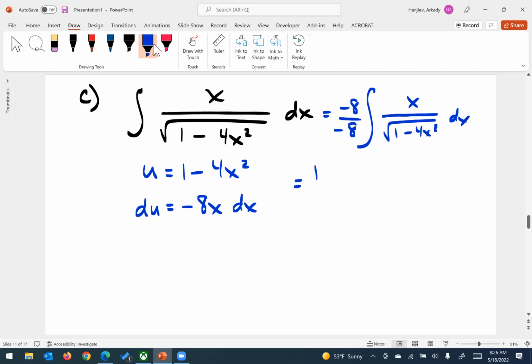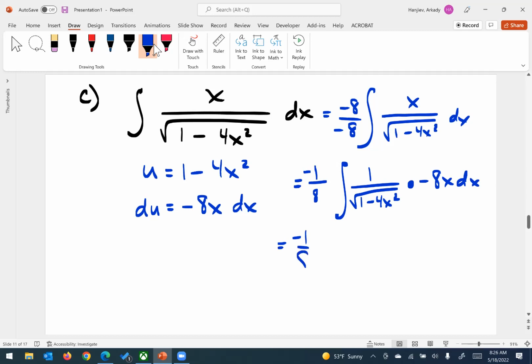Okay, so 1 over a negative 8, or I could just put negative 1/8. We good? The negative comes from the bottom. All right, now I have a 1 over the square root of 1 minus 4x squared, multiplied by a negative 8x dx. And I got myself my substitution step now.